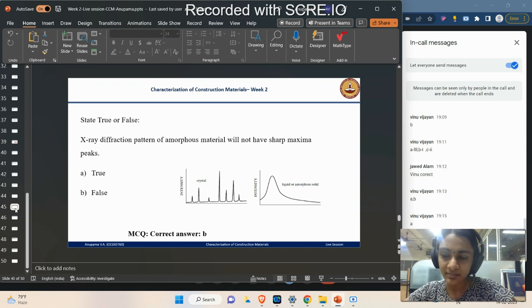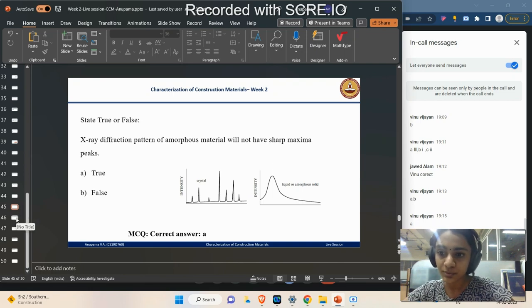So the correct answer is A. It will not have sharp maxima. It will have a curved structure or a hump in the case of amorphous material. In the case of crystalline material, it will have sharp maxima peaks. If you just see the difference, this is a crystalline material and this is an amorphous material. In the case of crystalline, we can see sharp peaks. In the case of amorphous material or liquid material, we can see humps instead of sharp peaks.